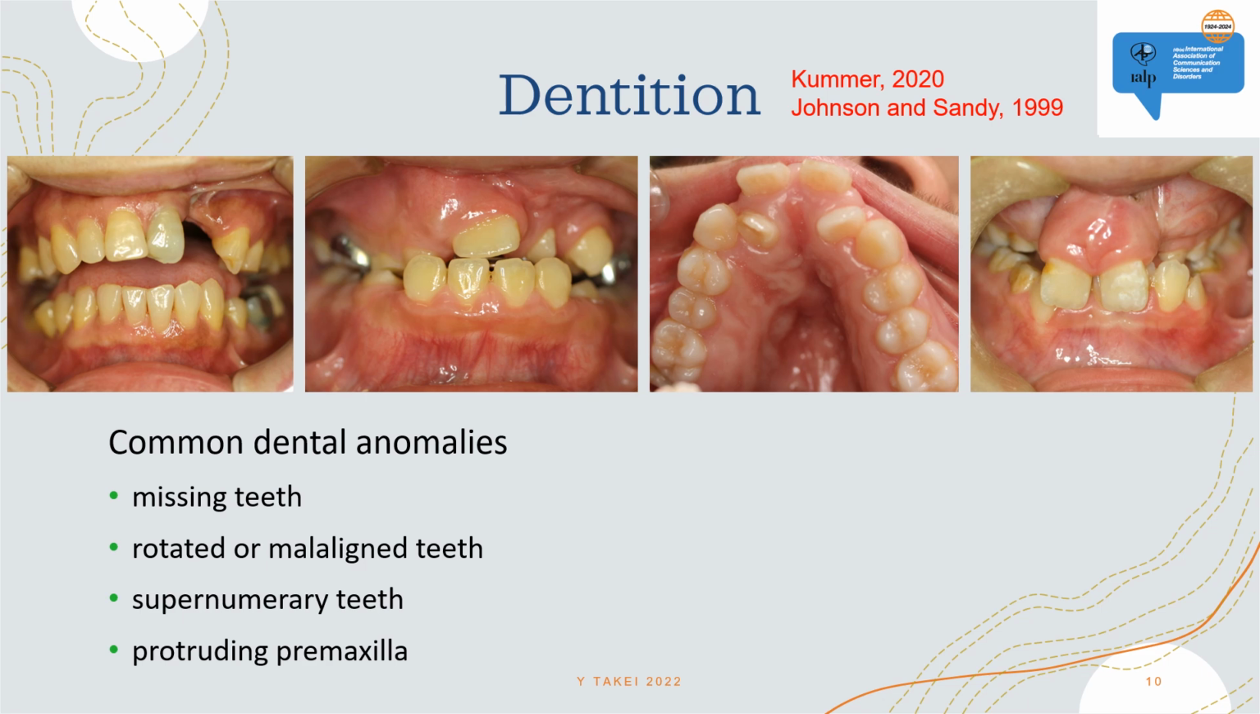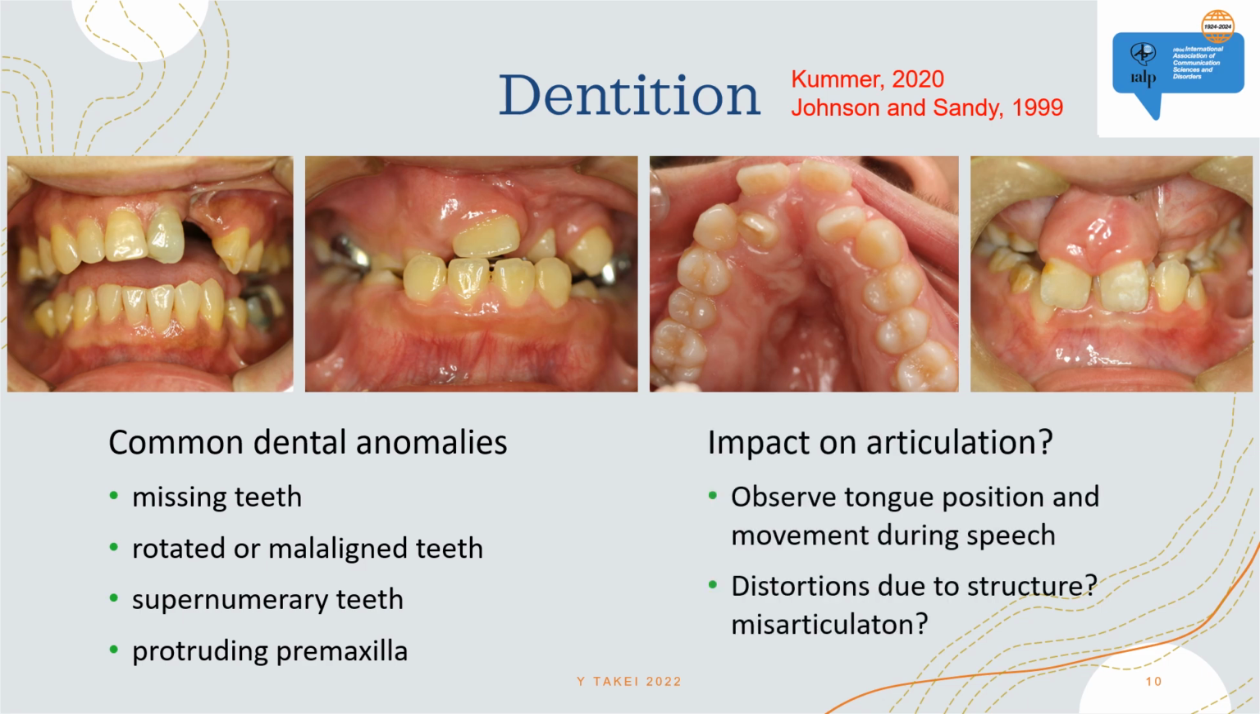Dentition. Cleft patients often show dental anomalies such as missing teeth, rotated teeth, malaligned teeth, supernumerary teeth, or protruding premaxilla. Impact on articulation. You should observe tongue position and movement during speech, and determine if the distortions are due to structure or simply misarticulation.